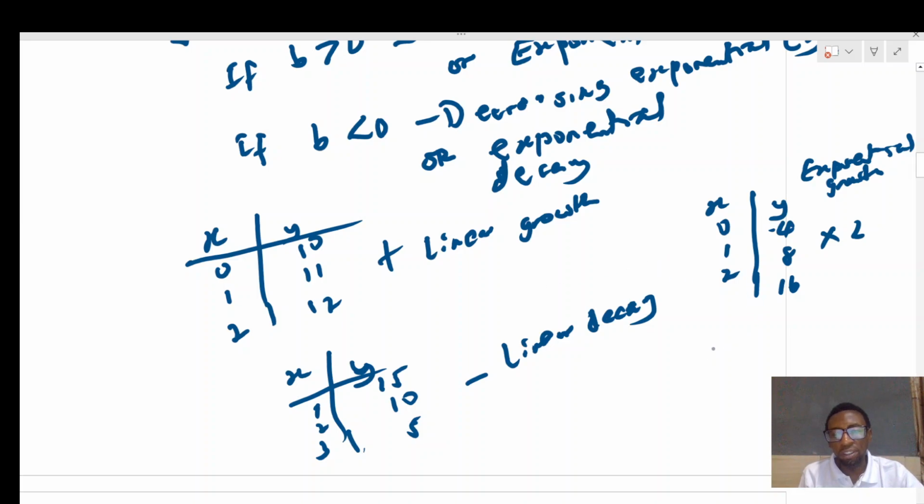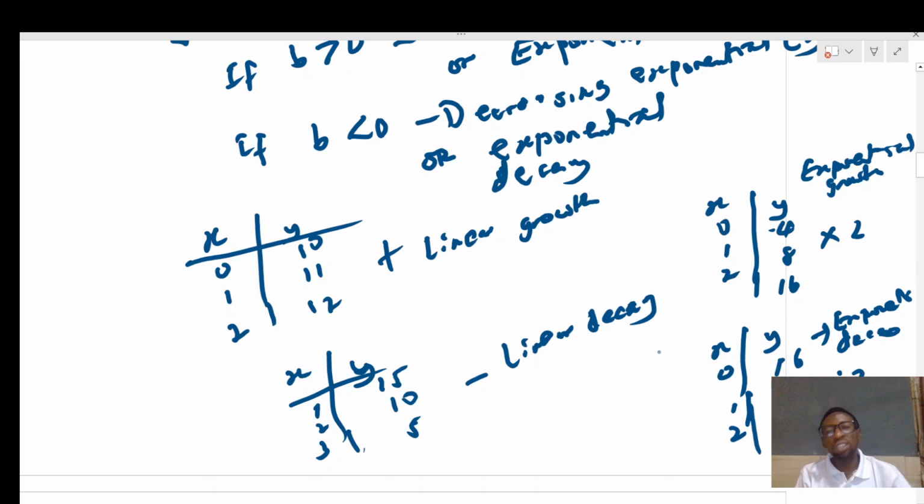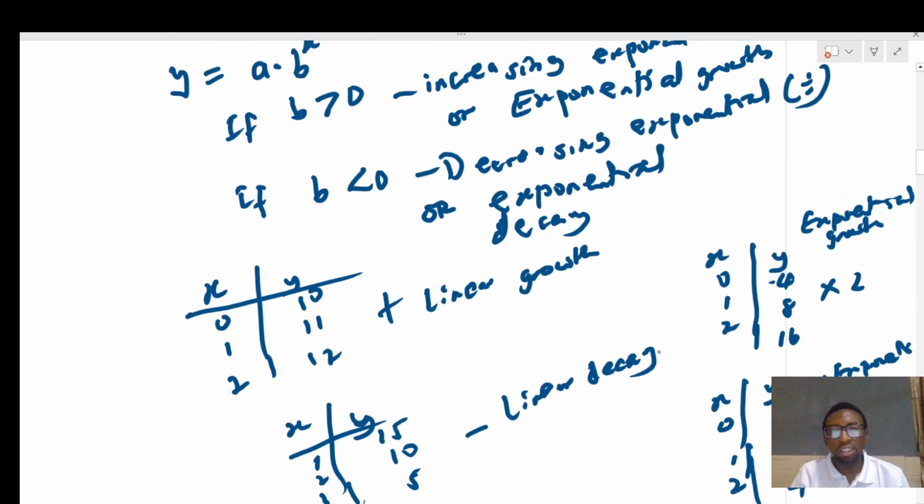Then if I have something like this, 0, 1, 2. Let's say I have something like 16. So I have something like 8. Right, I can start as an exponential here, divided by 2. This one is exponential decay. So I want to explain all this later. But I've just given a general overview of increasing, linear, increasing. So this is exponential decay.